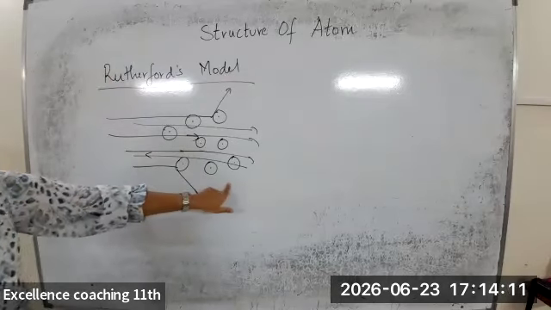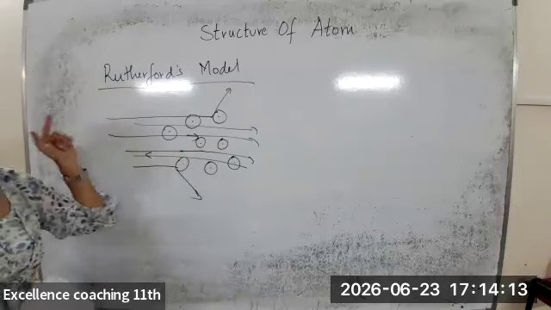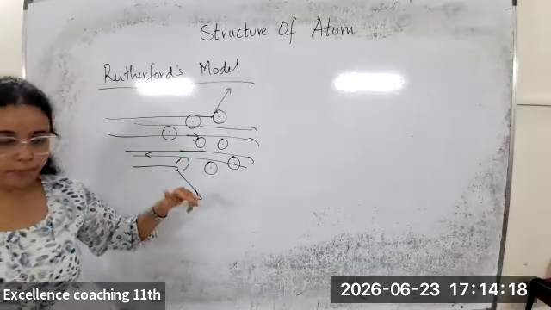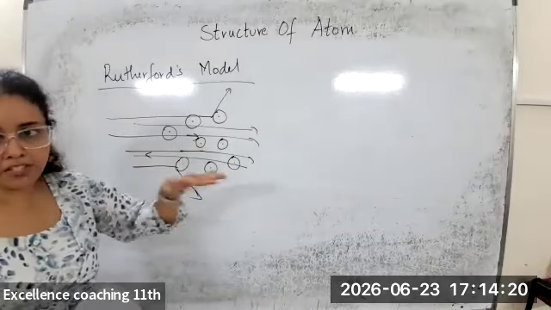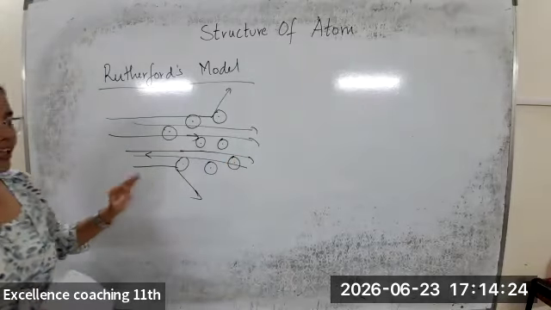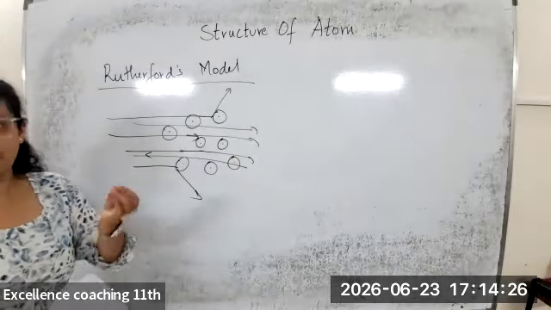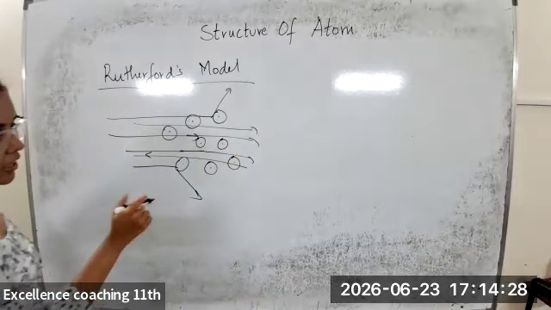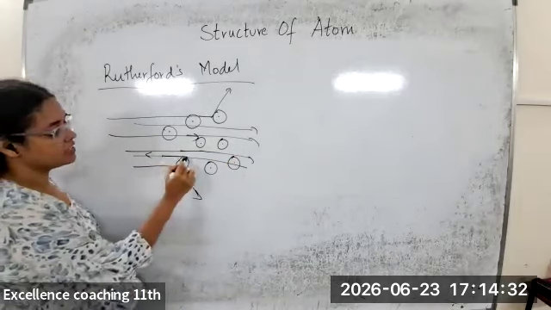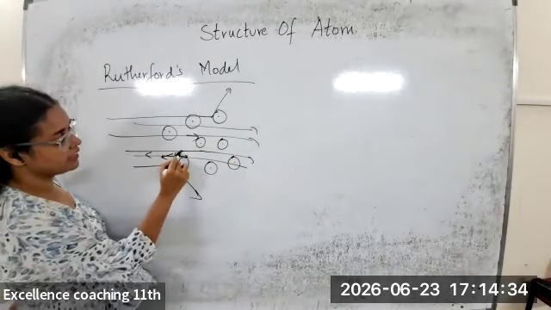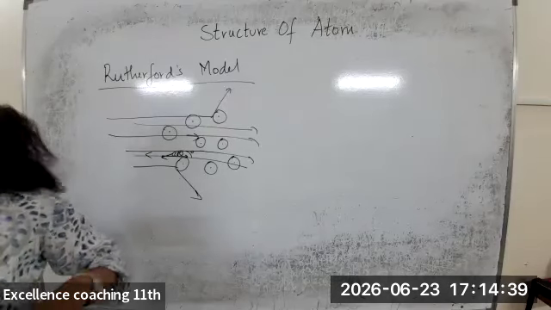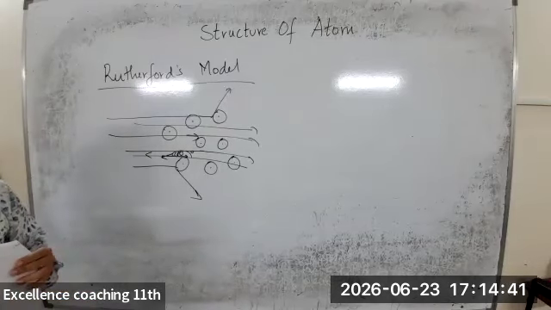Second, he observed that most of the alpha particles were undeflected, meaning they were able to pass through the gold foil. Third, he observed that very few of the alpha particles moved and then bounced back by 180 degrees. So these were the three observations.